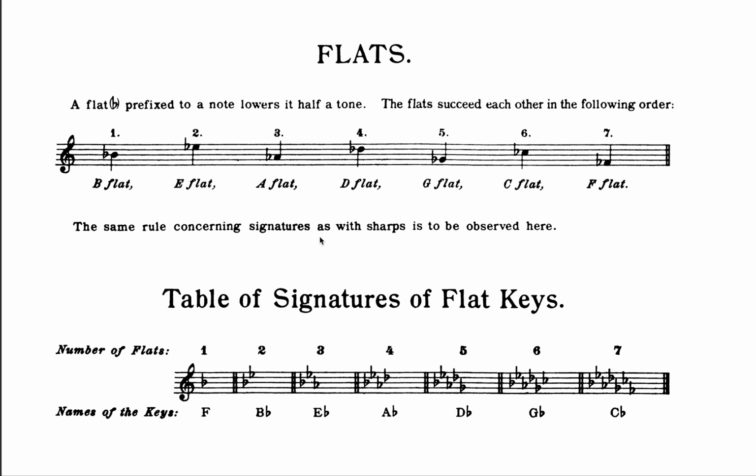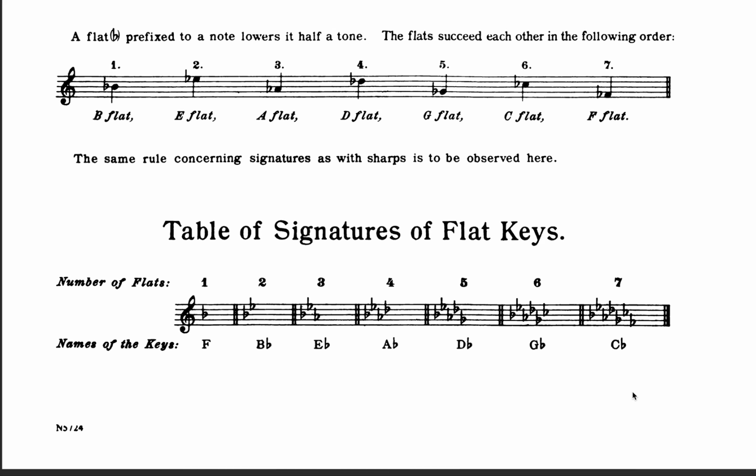The same concept happens in flats. So here's a B flat. 1 flat in the key signature is the scale of F, or the key of F. 2 flats, B flat and E flat. And here you can see the order of the flats as we increase them in the key signature. So here is 3 flats, 4 flats, 5 flats, 6 flats, and 7 flats is our maximum.